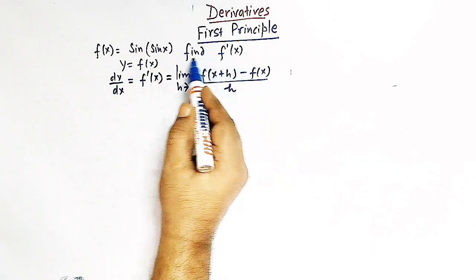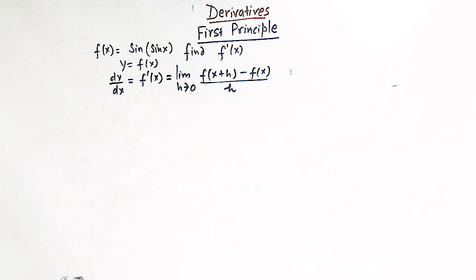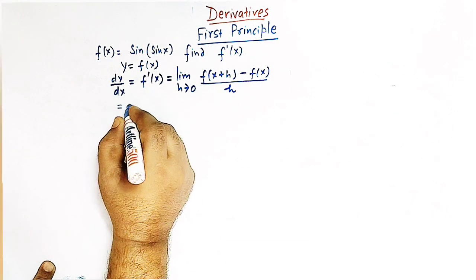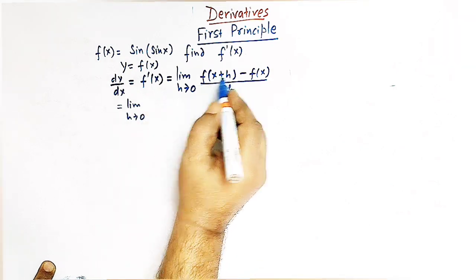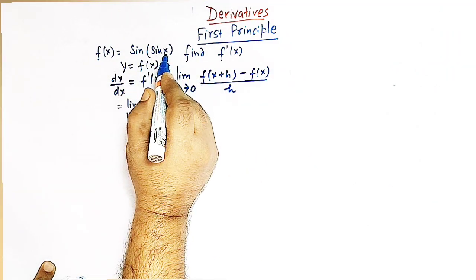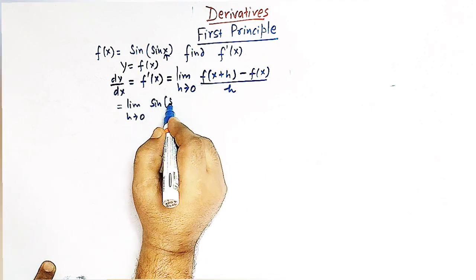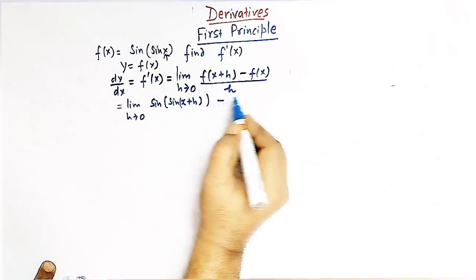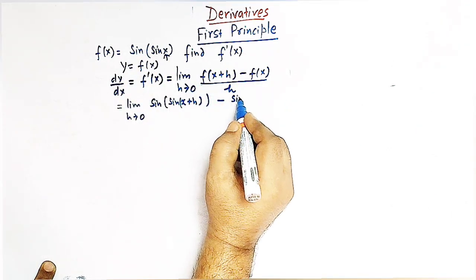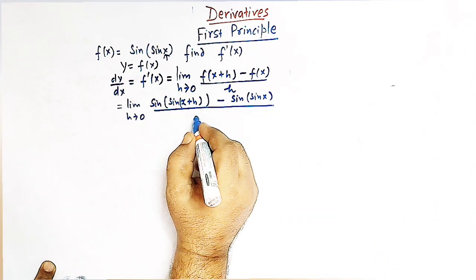So we'll start with this limit to get the derivative of sine of sine x. So now we have a limit h tends to 0, f of x plus h can be obtained by replacing this x by x plus h. So we have sine of sine of x plus h, and then we have f of x, which is sine of sine x, and here we have h.